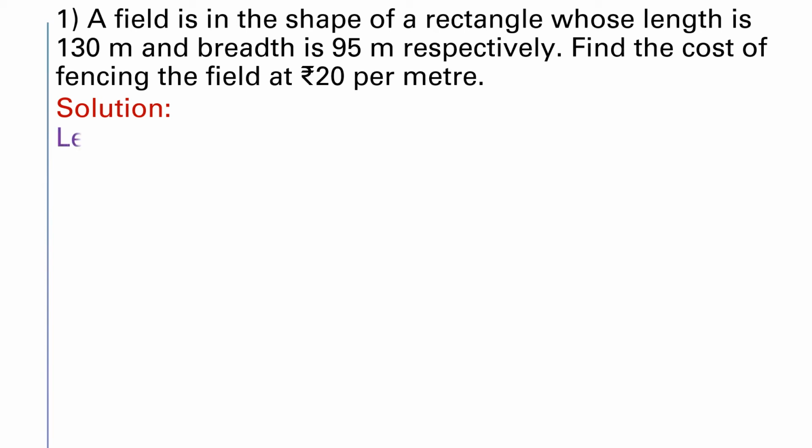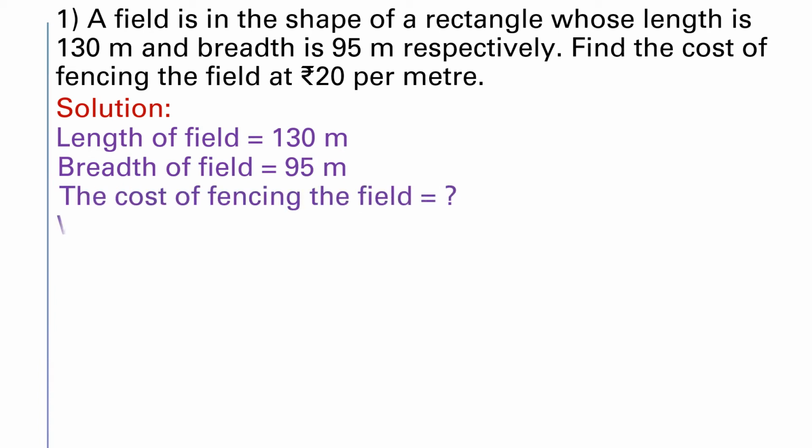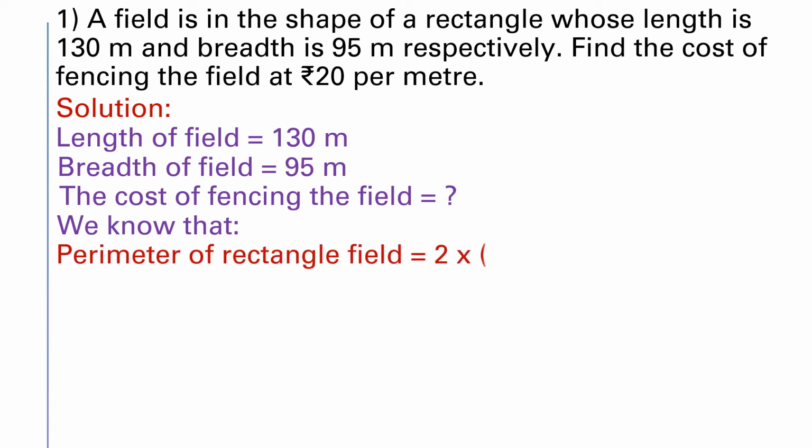So write down length of field is equal to 130 meter, breadth of field is equal to 95 meter, and the cost of fencing the field we have to find out. We know that perimeter of rectangle field is equal to 2 multiply in bracket L plus B. Now put the value, 2 multiply in bracket 130 meter plus 95 meter.